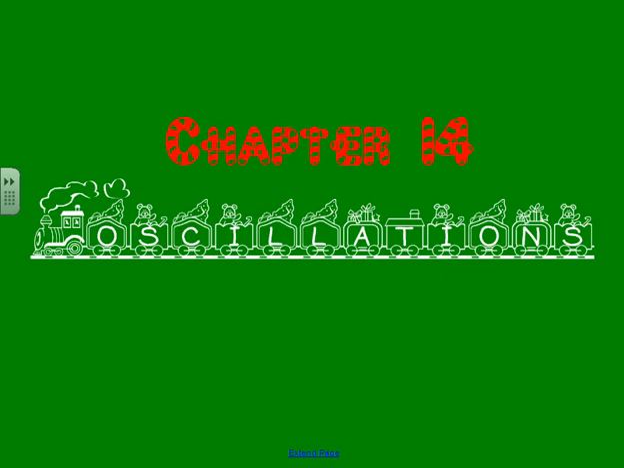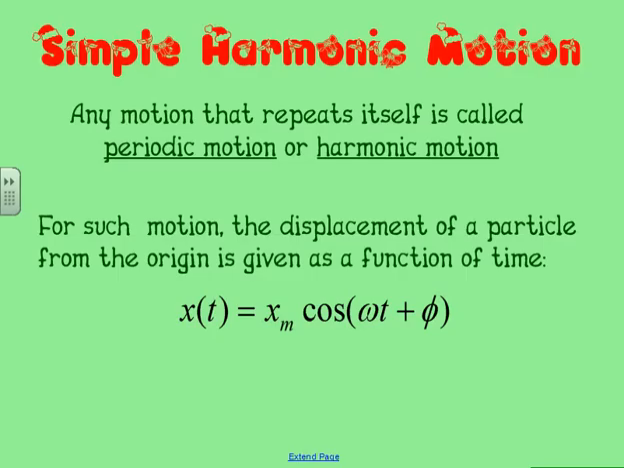In this video, you'll be introduced to the concepts related to oscillations. Most of the time, we'll be talking about simple harmonic motion. Any motion that repeats itself is called periodic motion or harmonic motion, but simple harmonic motion is special. We'll learn more about what makes it special in a moment.